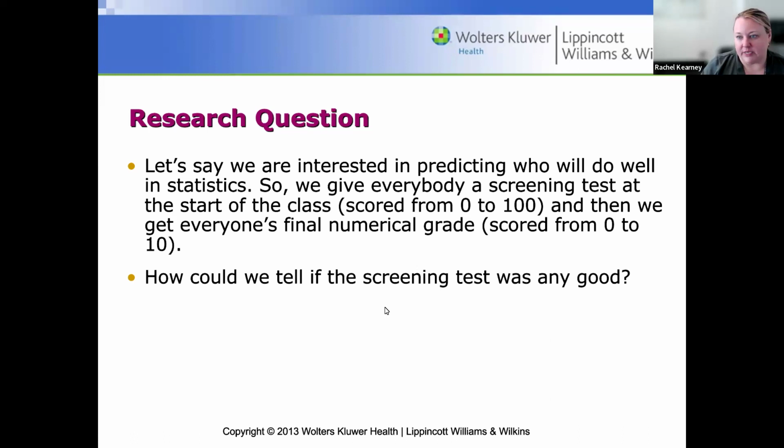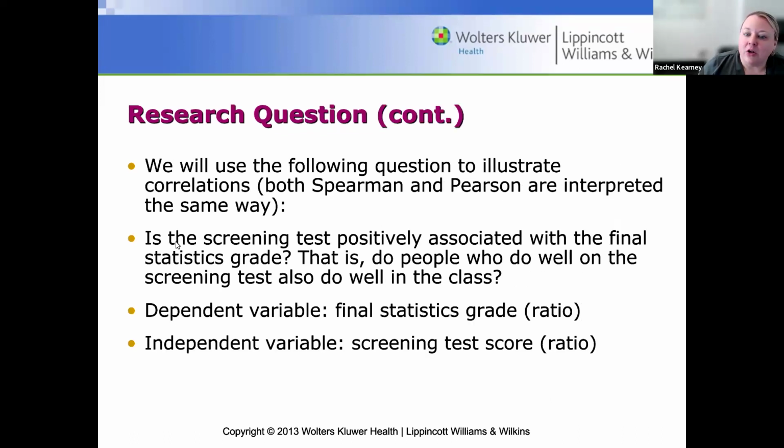So how could we tell if the screening test was any good? Our research question would be, is the screening test positively associated with the final statistics grade? That is, do people who do well on the screening test also do well in the class? Our dependent variable is the final statistics grade, and our independent variable is the screening test. And these are both ratio variables.